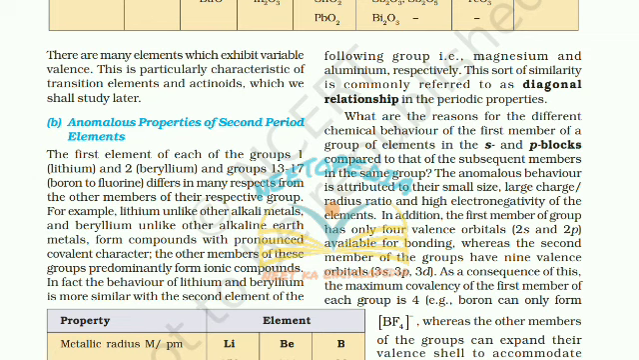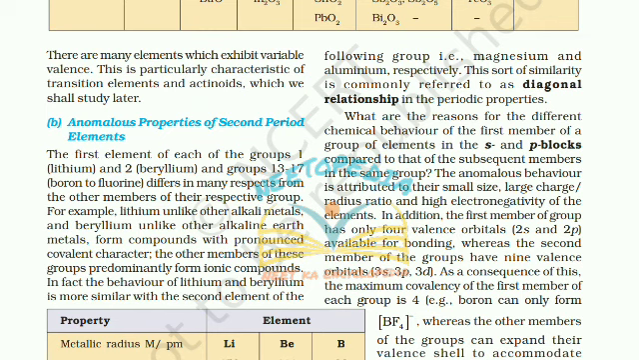B. Anomalous properties of second period elements. The first element of each of the groups 1 and 2 and groups 13 to 17 differs in many respects from the other members of the respective group. For example, lithium, unlike other alkali metals, and beryllium, unlike other alkaline earth metals, form compounds with pronounced covalent character, and other members of the group predominantly form ionic compounds. In fact, the behavior of lithium and beryllium is more similar to the second element of the following group, that is magnesium and aluminium respectively. This sort of similarity is commonly referred to as diagonal relationship in the periodic properties.